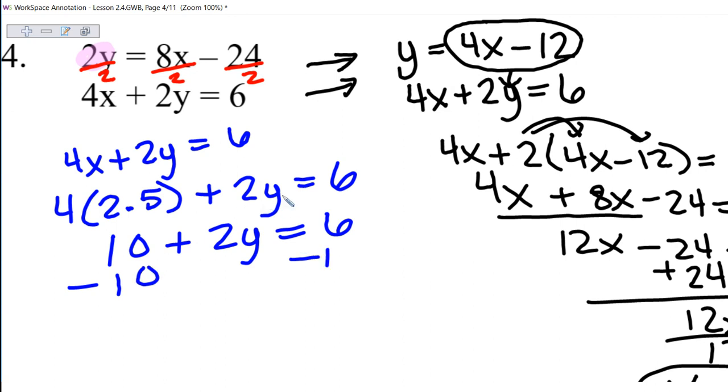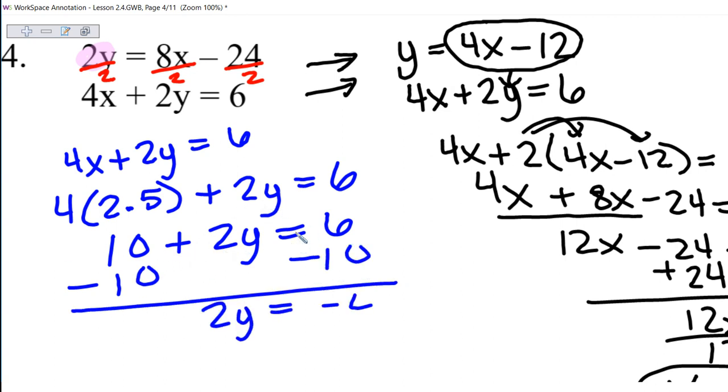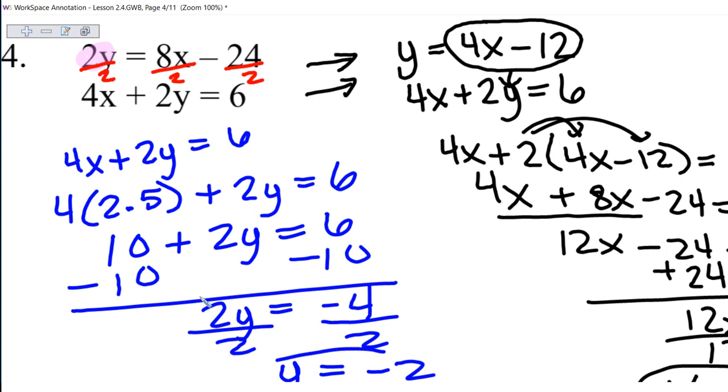Subtract 10 from both sides. 2y equals -4. Divide both sides by 2, and what does y equal? -2. Now for the solution. What's our solution? 5/2, comma -2. Now that's a perfectly good answer.